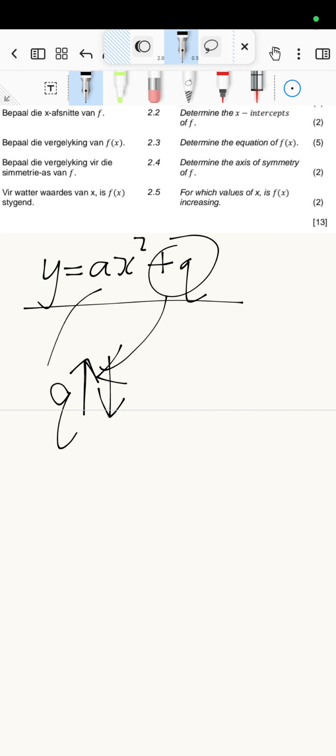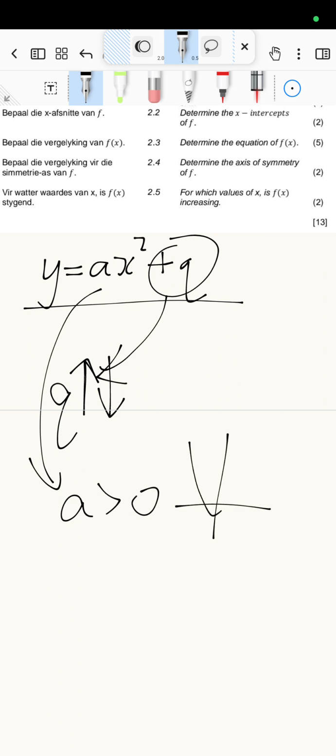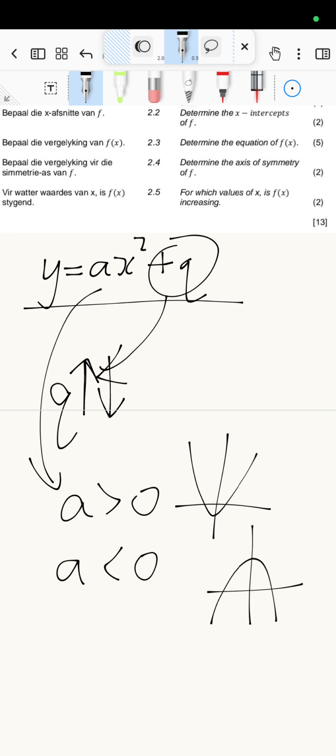Let's talk about a. Again, let's look at the negative and the positive a. Let's do that. A, if it's greater than 0, then your graph is going to be a happy face. A, if it is less than 0, your function will be a sad face. Okay, I think let's call it at that for now.